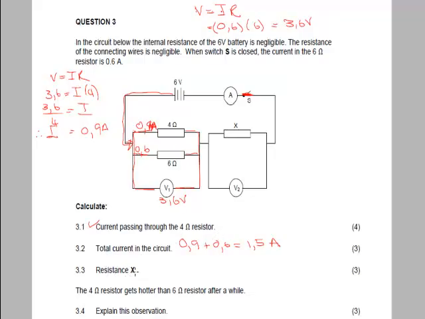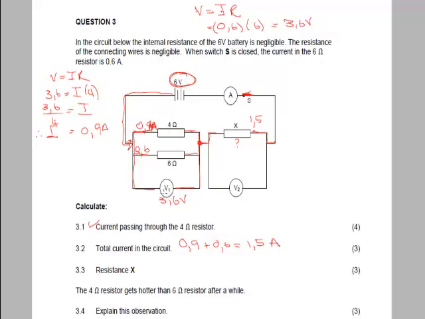Now they want the resistance X. Do you agree that the current goes through here, splits up, and then gets together again here and comes along? I know this looks like it's in parallel, but the voltmeter has such a high resistance that no current goes through it. So this 1,5 is going through X. We also know that the total voltage of the circuit is 6 volts, the potential energy needed to get around the circuit.